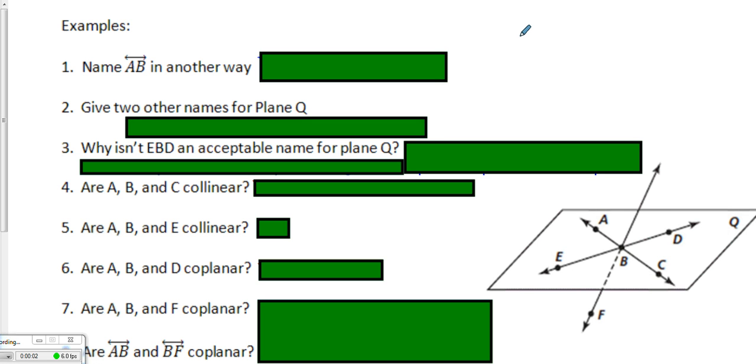In our first video, we went over some terms. Now we're going to put those to use and talk about some examples of problems that you might be seeing. So example number 1, name line AB in another way.